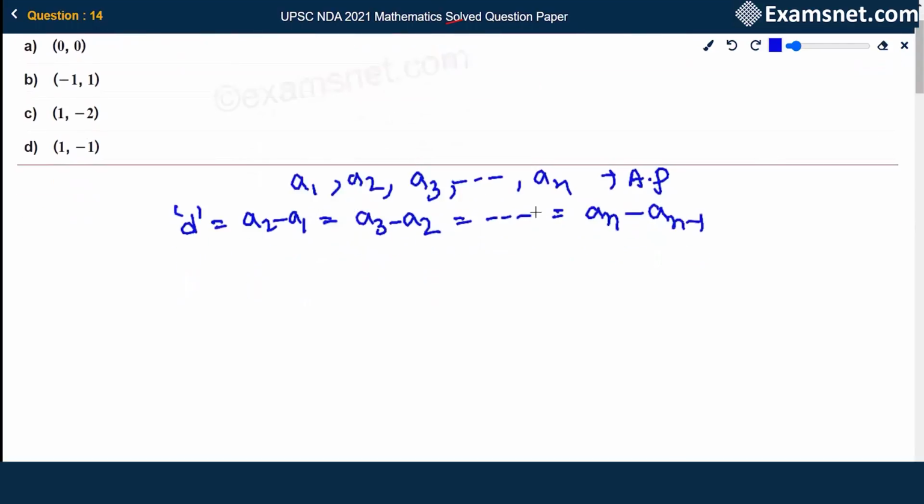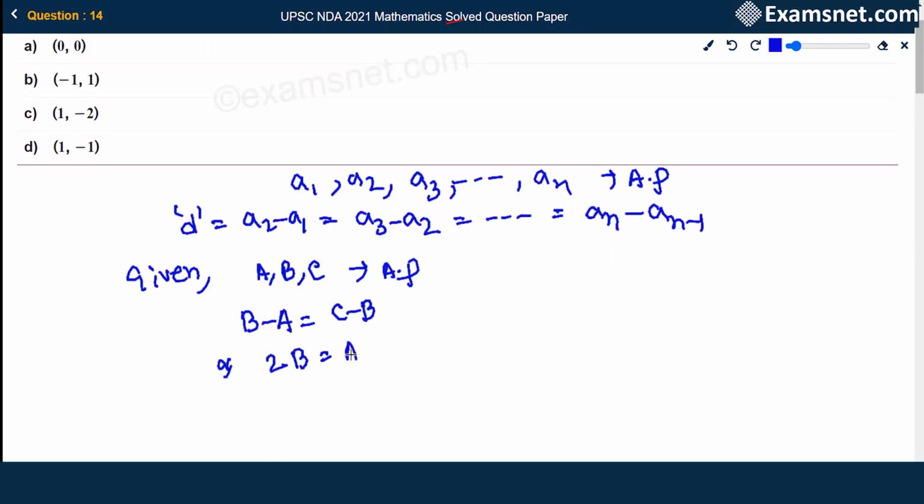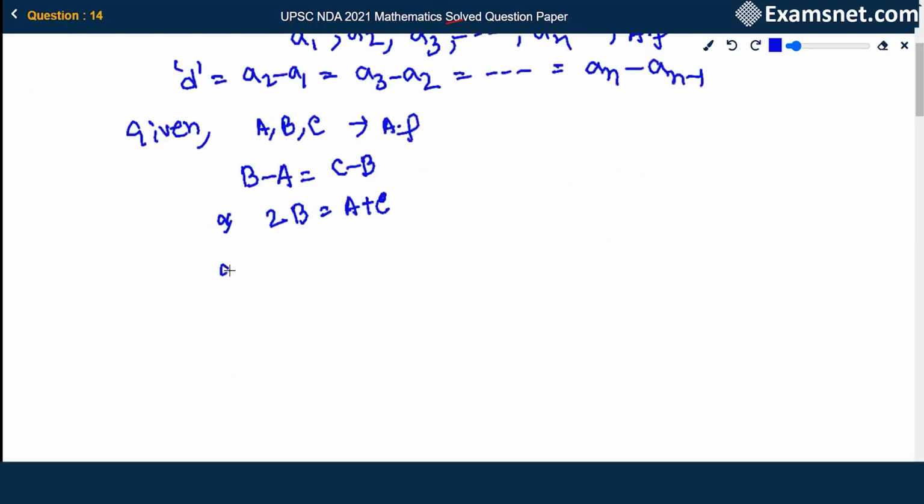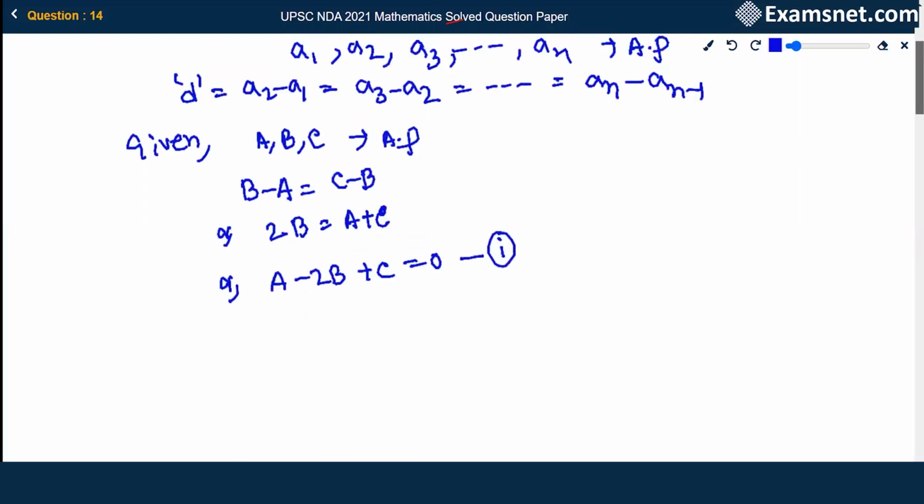Fine. Now given a, b, c are in AP. That means b minus a equals to c minus b. From here we can write 2b equals to a plus c. Fine. Further we can write it as a minus 2b plus c equals to 0. Let's name this equation 1.